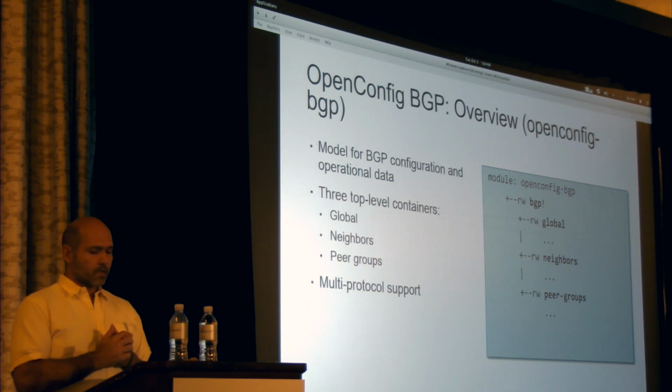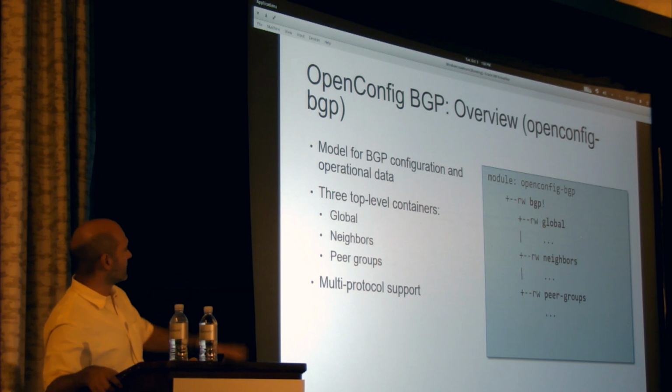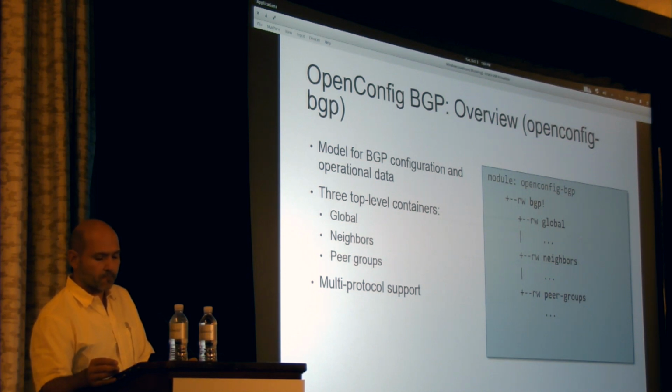Okay, so let's take a look first at BGP. This is, if I remember correctly, the first model that was published by the OpenConfig group. And you're going to see very quickly that there are 3 top containers. The root of the model is BGP, no surprise, and there are 3 main containers that are defined. Global, for the global BGP configuration of the device. Neighbors, that contains all the neighbors known to BGP. And peer groups, okay?